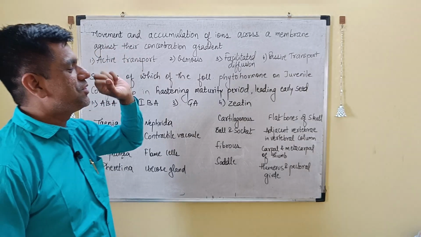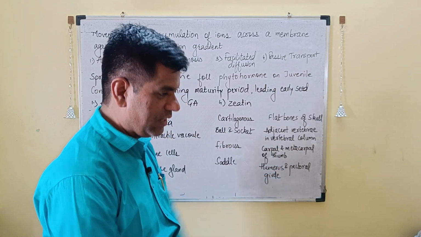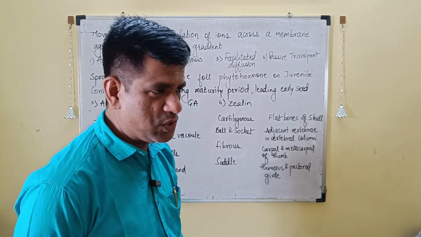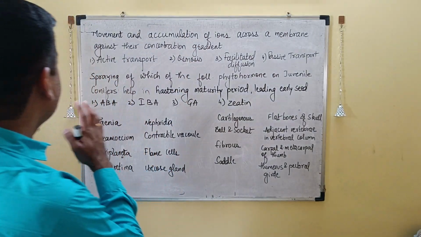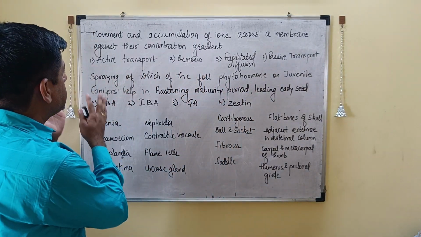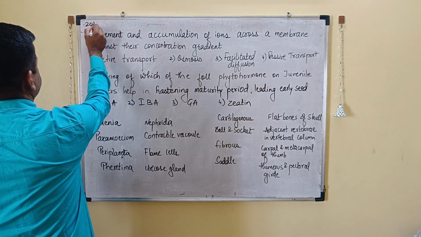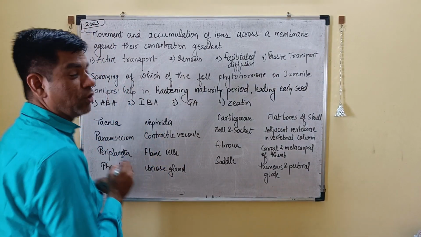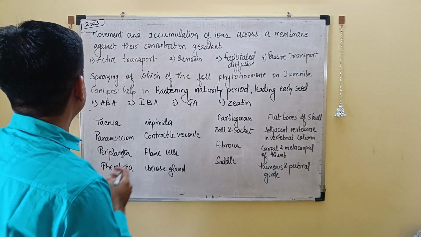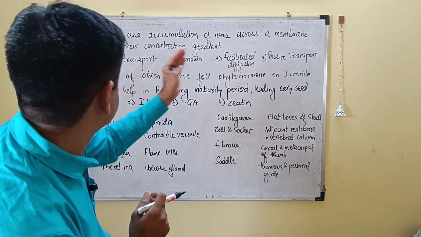So talking about PYQs, I'm focusing on students who are preparing for NEET 2024, which is in the first week of May, the 5th of May. Movement and accumulation of ions across a membrane against their concentration gradient. Oh, this is also a PYQ, from last year. Those who are repeating know that this was the thing they probably got right. So this is the 2023 NEET paper, it seems.